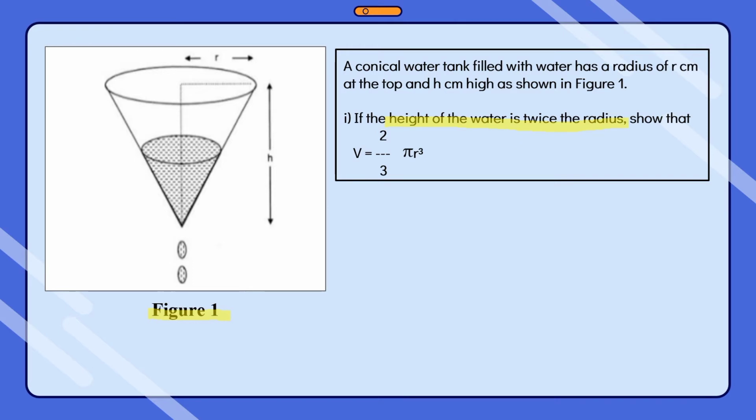Meaning that by the end of your answer, the volume of the cone that you get must be equal to this volume, which is 2 over 3 pi r cubed. The first step to complete this question is to write down the formula. Based on this question, this is a conical water tank, meaning that you will have to write down the cone formula, which is 1 over 3 pi r squared h. I will show you the whole solution first. So here is the solution.